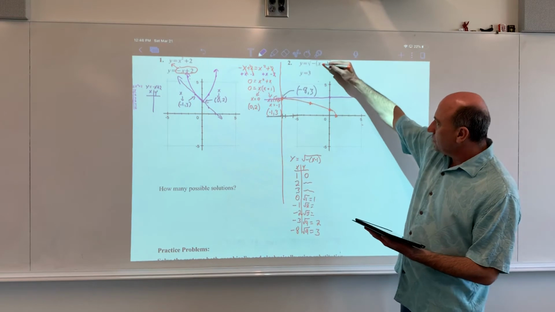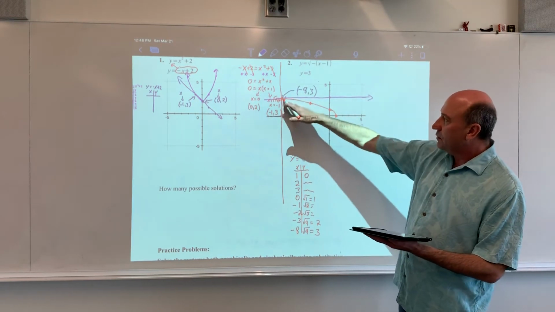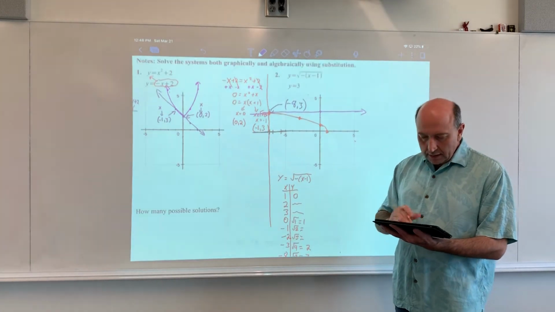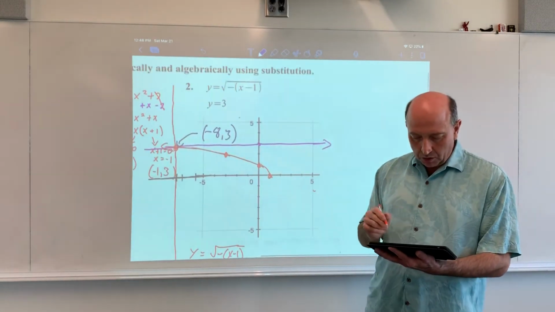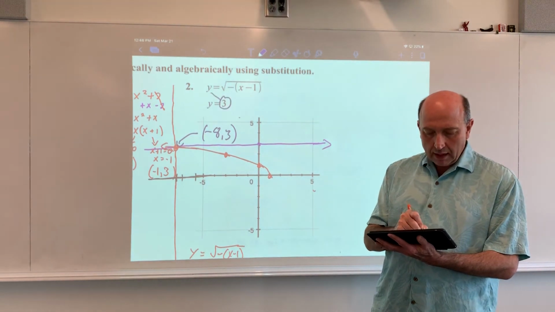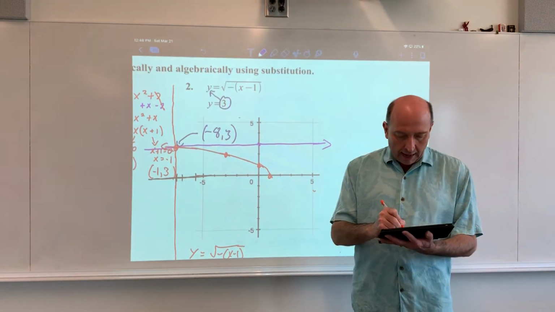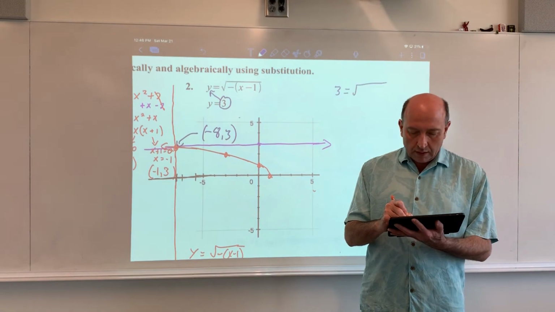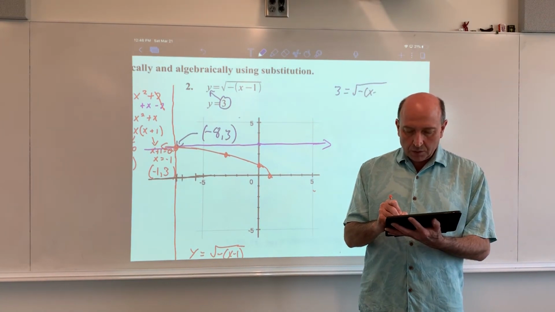Now, graphing this was kind of a pain in the neck. I don't know if I liked extending my graph. It got a little squishy. Let's see if solving it algebraically goes okay. So I'll substitute in 3 for the y, and I will get 3 equals square root of -x minus 1.